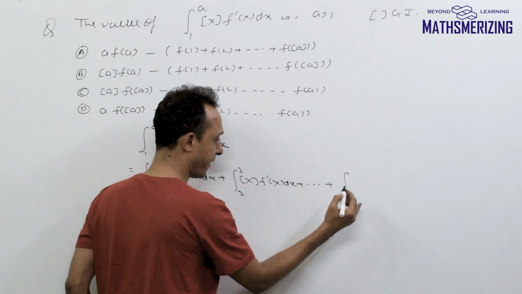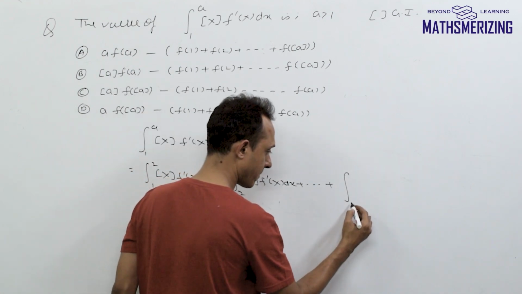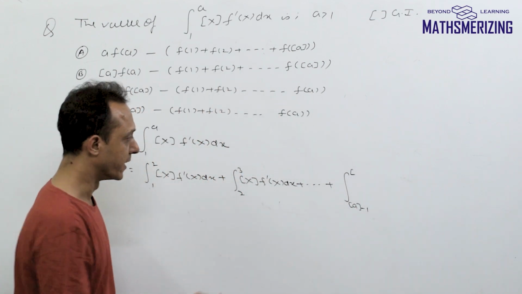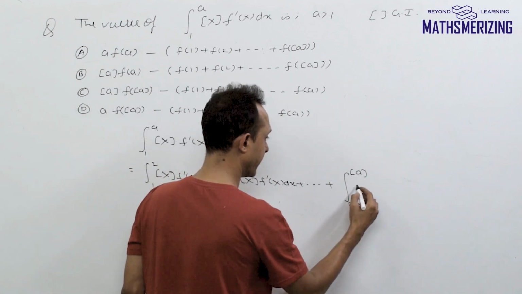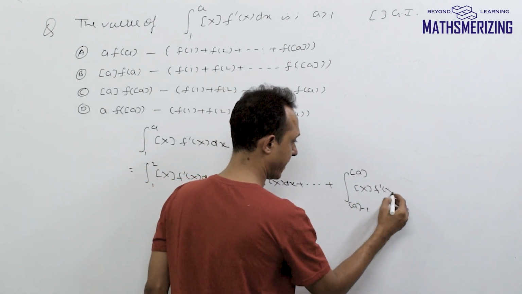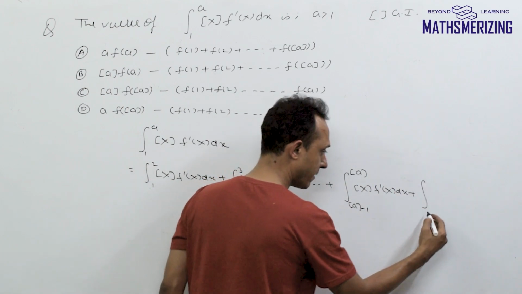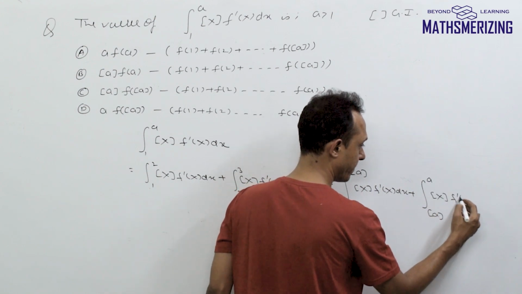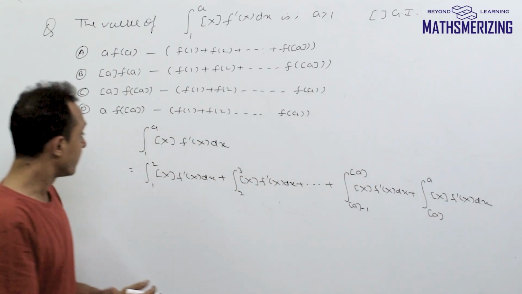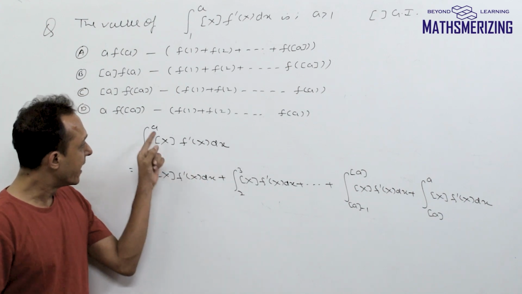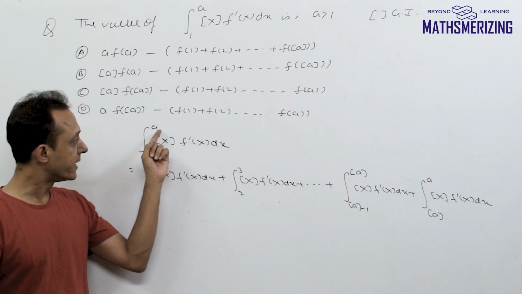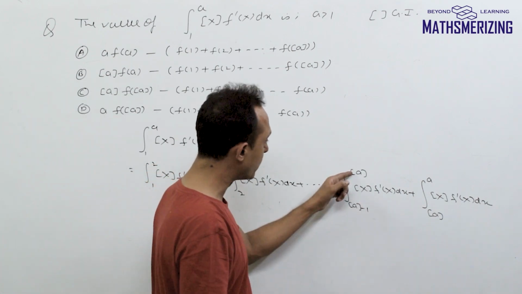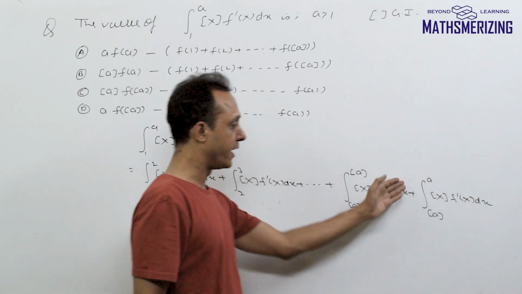I'll go on, and then from greatest integer function of a minus 1 to greatest integer function of a, greatest integer function of x into f dash x dx, and finally it will be from greatest integer function of a to a, greatest integer function of x into f dash x dx. So what I've done is I've split it as 1 to 2, 2 to 3, and finally it'll be up to a, but a may not be an integer, right? So before that, the integral value will be greatest integer function of a. So I'll split it as greatest integer function of a minus 1 to greatest integer function of a, and then greatest integer function of a to simply a.